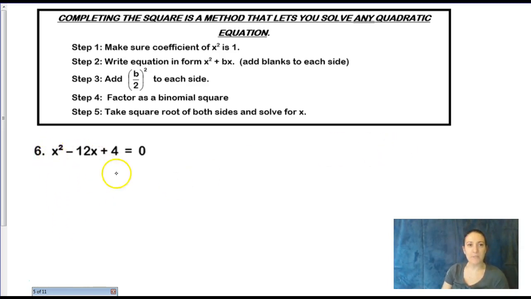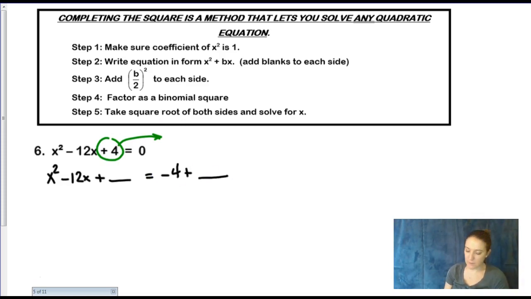All right, so again, 1 is my first coefficient, good to go there. We are going to move this original constant over, and we're going to add a blank as we rewrite it so we can complete the square. So x squared minus 12x, and then plus something, and then remember we subtracted the 4 over, and keep your equation balanced. So what goes in that blank is you take your b value, cut it in half, and then square it. Now I know the negative is going to cancel out when you square it, but I always write it down because it helps me on my factoring step to not forget that the factor is a negative number.